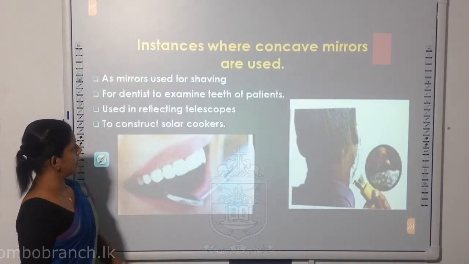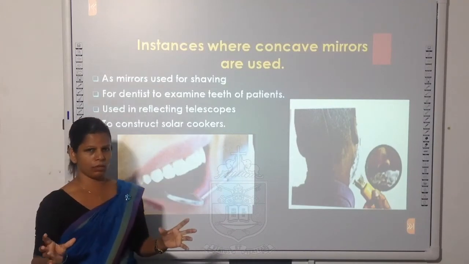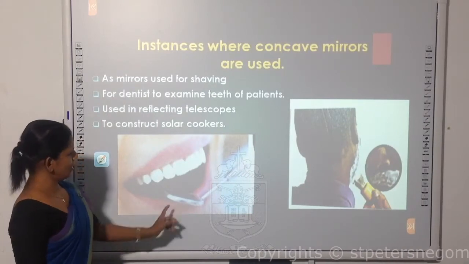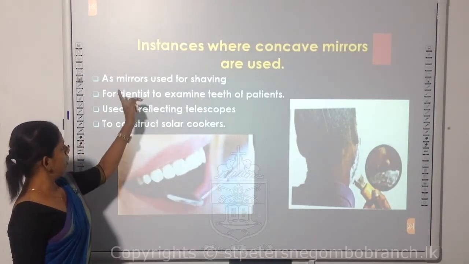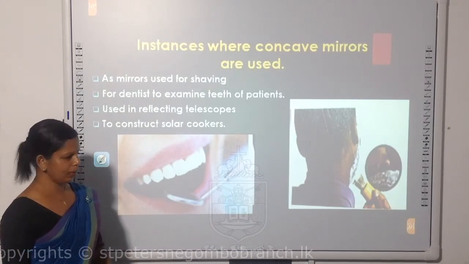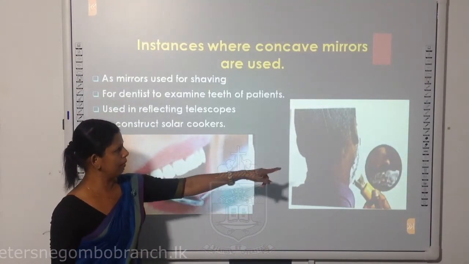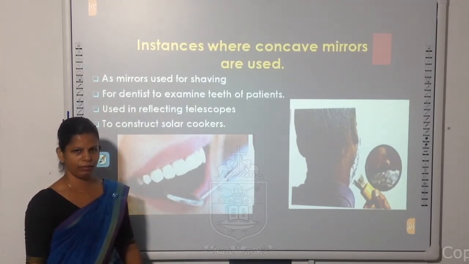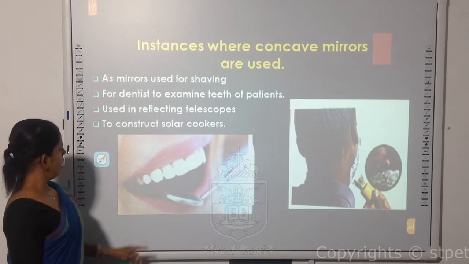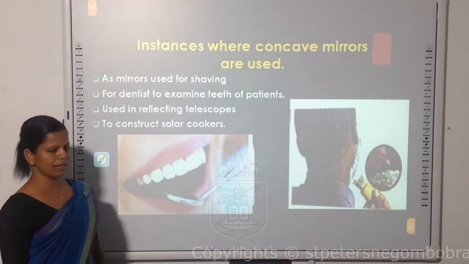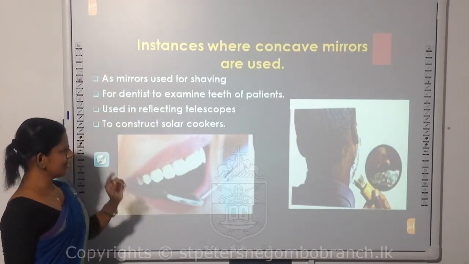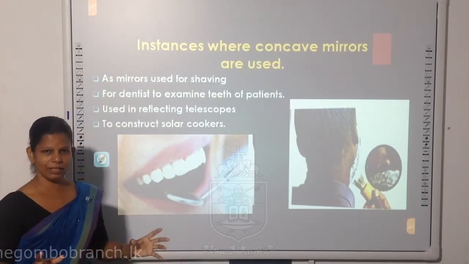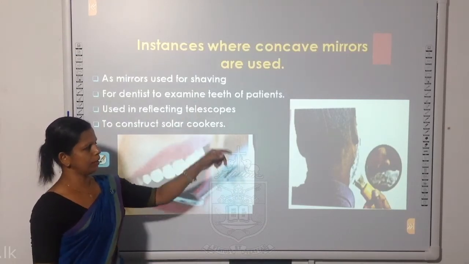So we are going to talk about the next. Where are the instances we can see the concave mirrors? You can see some pictures also, such as mirrors used for shaving. Okay, you can see the picture there. We can use the concave mirror for the dentist to examine the teeth of a patient, and it is used in reflecting telescopes, and to construct solar cookers. So we need concave mirrors. Those are the instances where concave mirrors can be used.